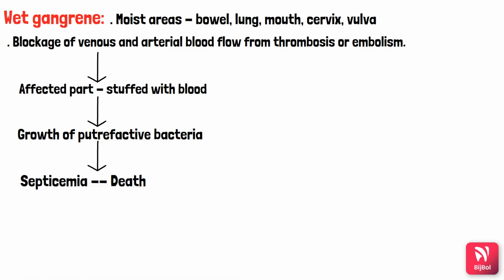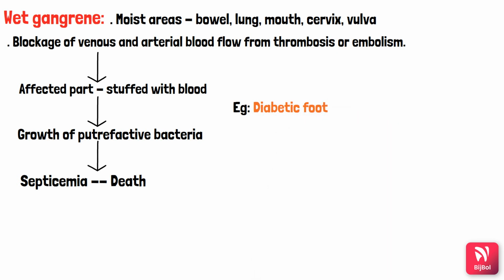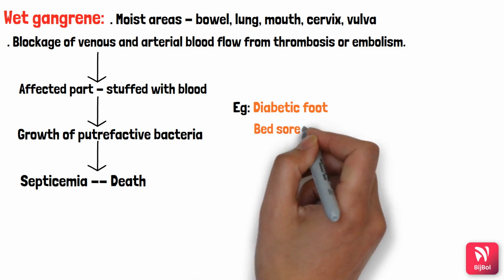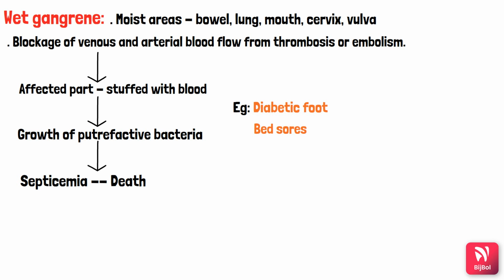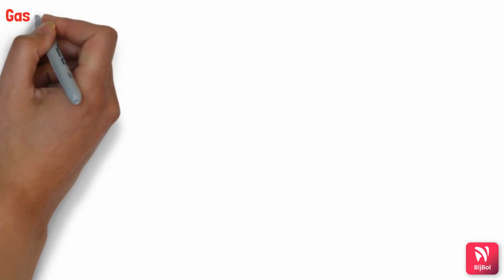So as septicemia increases, it might even result in death of the person also. Usually wet gangrene is seen in cases of diabetic foot. Why diabetic foot? Because in diabetic patients there will be high glucose content, right? So this glucose content favors the growth of the bacteria. And in case of bed sores, in bedridden patients there will be pressure on sites like the sacrum, buttocks and heel areas, and even there wet gangrene will be seen.